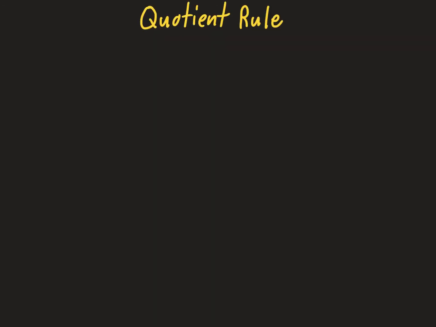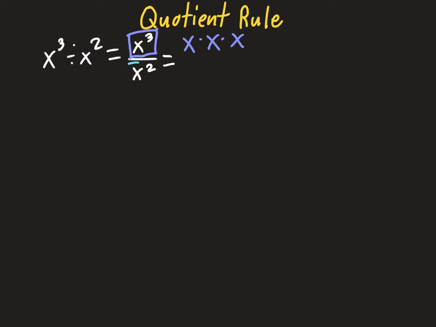Next, we will consider the quotient rule. What happens when you take an exponent and divide by another exponent with the same base? Well, let's try this with x to the third divided by x squared. Remember, a division sign can be written as a fraction. So we have x to the third over x to the second, which if we expand this out, we get 3 x's on the top and 2 x's on the bottom.